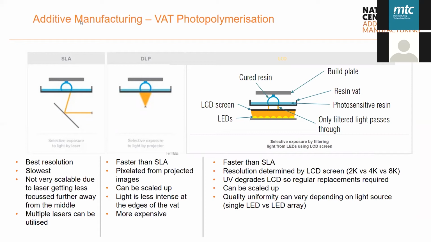Really, in terms of comparison, the SLA system's got probably the best resolution, but it's also the slowest, and it's also not that scalable. So the DLP, it's quicker than the SLA, and it can be scaled up a lot easier than the SLA. However, it's more expensive. It's a more expensive technology. And then finally, the LCD variant of this technology, it's again faster than SLA. It's more easily scaled up due to the fact that you can scale the LCD screens a bit easier and cheaper. And so that just gives you a very top level overview of the different technologies.